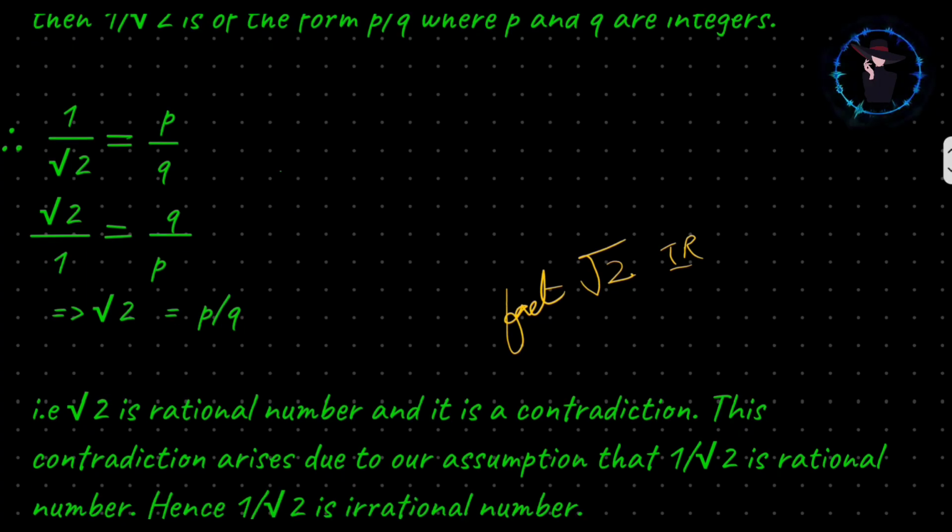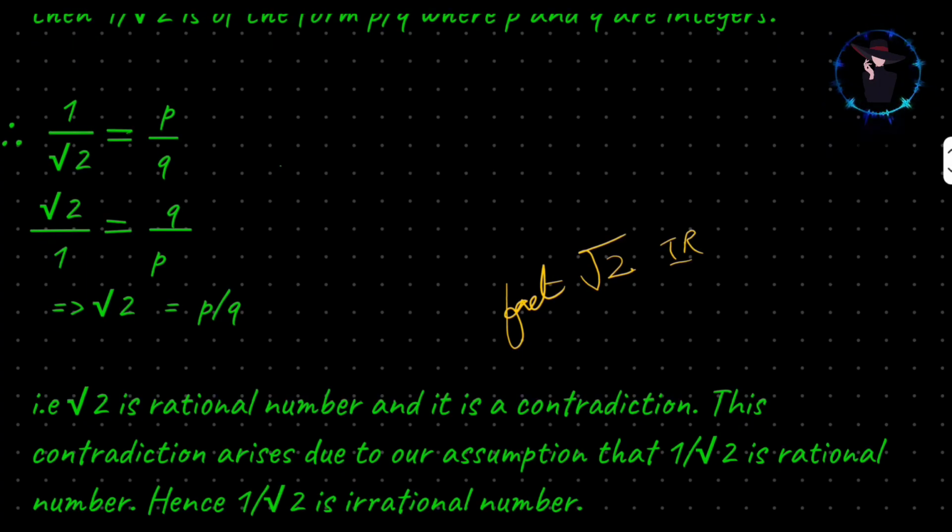It is contradicting the fact. So it is irrational, as our assumption that it is rational is false. Because it is contradicting the fact, it is irrational.